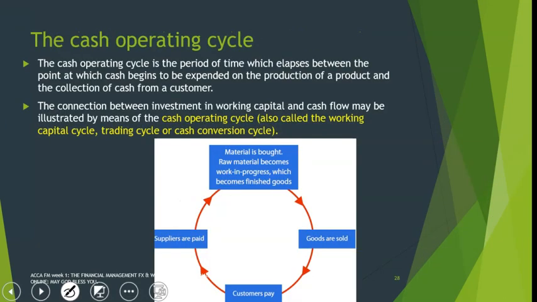Now, cash operating cycle. The cash operating cycle is the period of time which elapses between the point at which cash begins to be expended on the production of a product and the collection of cash from a customer. The connection between investment in working capital and cash flow may be illustrated by means of the cash operating cycle, also called the working capital cycle.